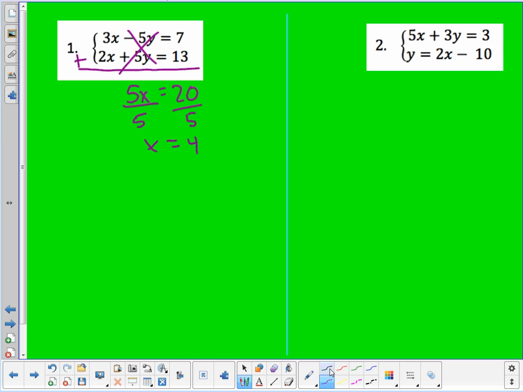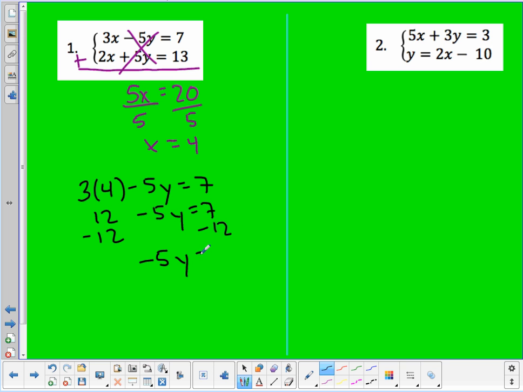I need to plug that back in and get the y value. I'll just use the top equation. It looks like 3 times 4 minus 5y is equal to 7. 3 times 4 gives me 12, so 12 minus 5y is equal to 7. I'm going to subtract 12 from both sides. That leaves me with -5y is equal to -5. Don't forget to bring that negative with the 5 once the 12s go away.